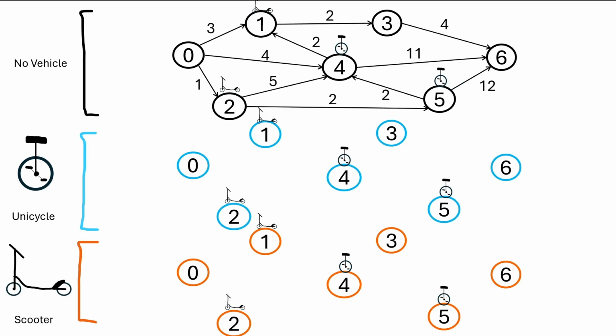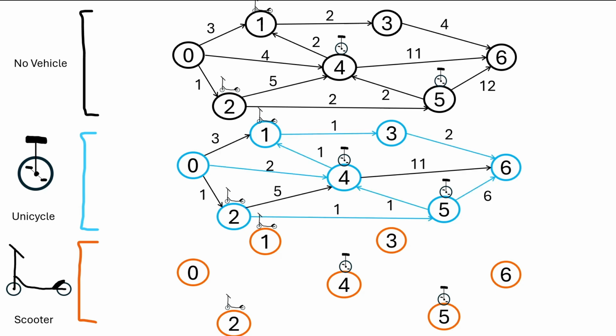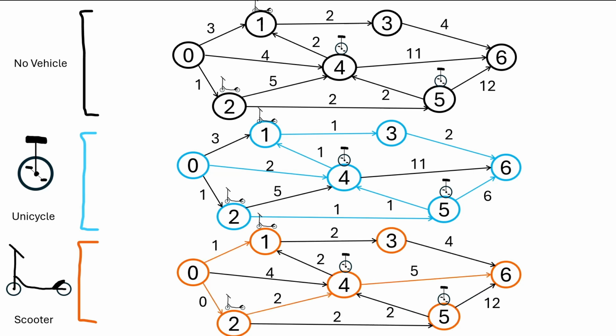For the no vehicle part of the graph, the edges are identical to those in the original graph. For the unicycle part of the graph, we just have to make sure that we divide the weight of every edge of even weight by 2. Likewise, for the scooter part of the graph, we halve the weight of the edges with odd weights.